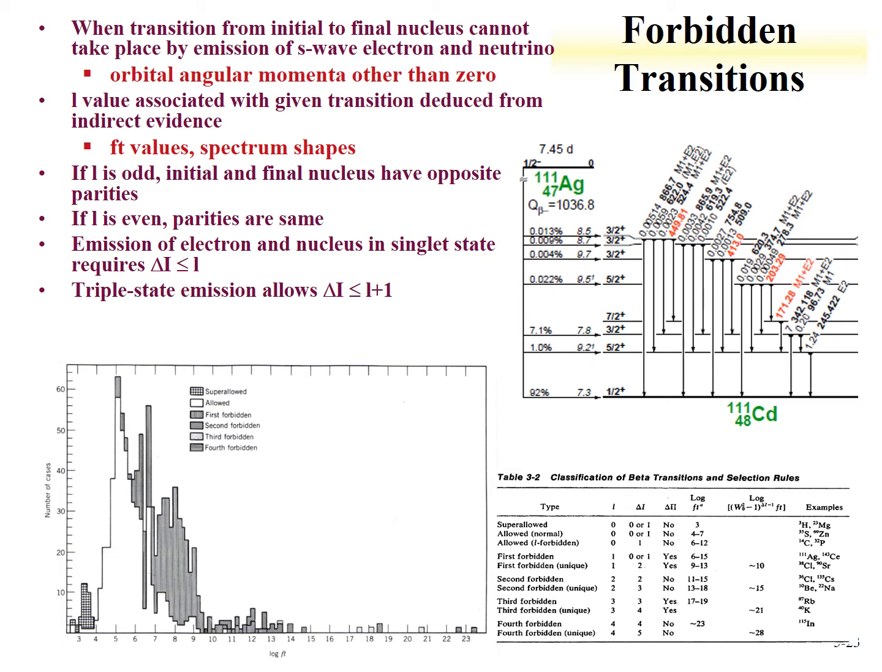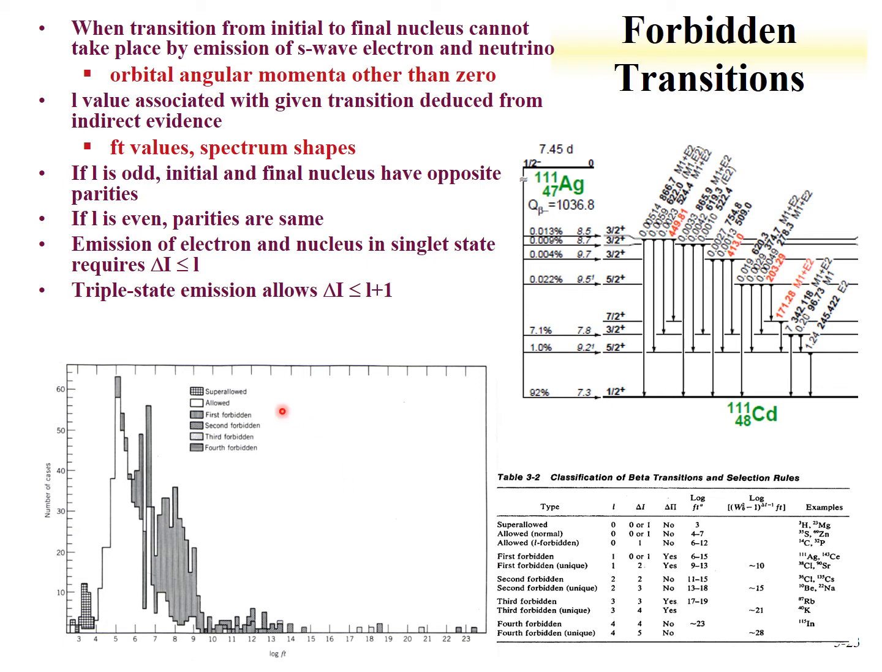As an example of this, a first forbidden transition is the decay of silver-111, where we go from a 1/2 minus to a 1/2 plus. This log ft value is 7.3, which falls within here. Spin change 0, but there is a parity change. 1/2 minus to 1/2 plus will fall into a first forbidden transition.